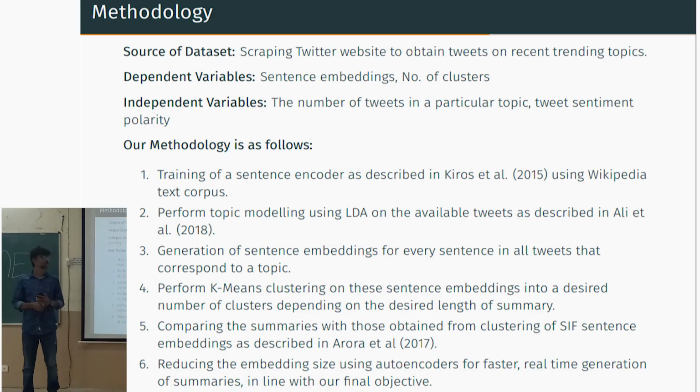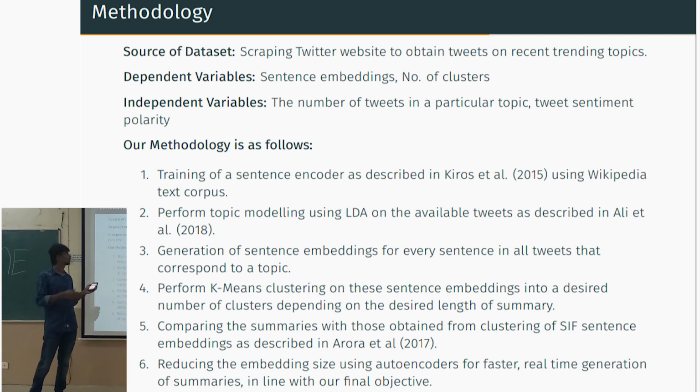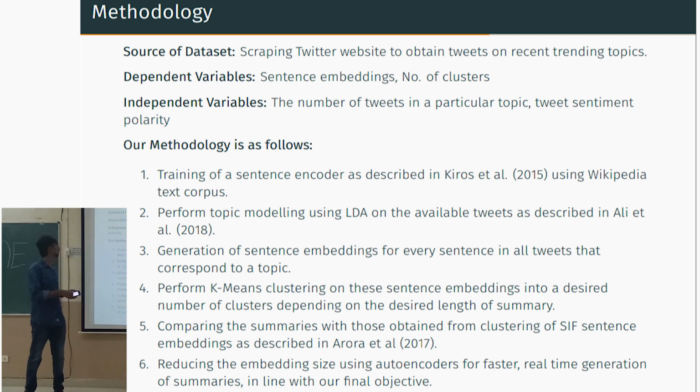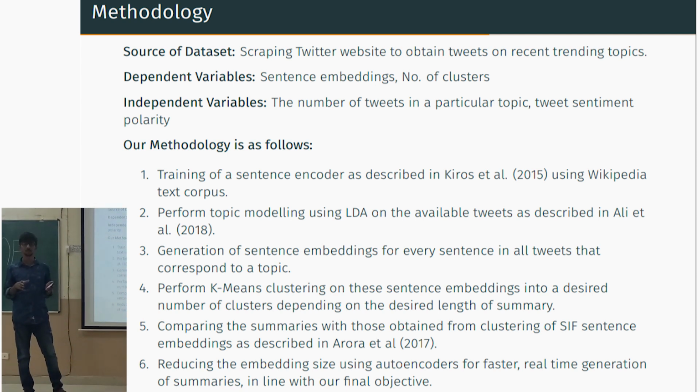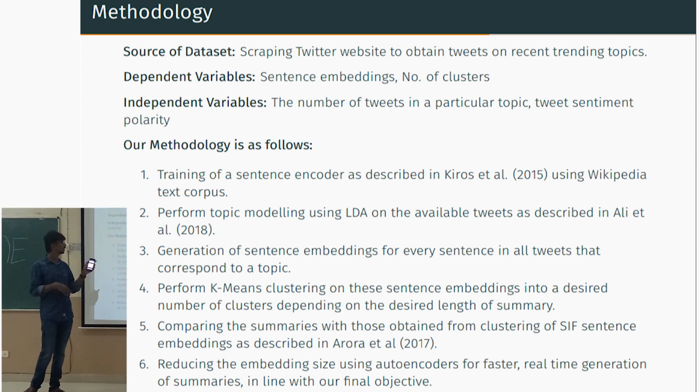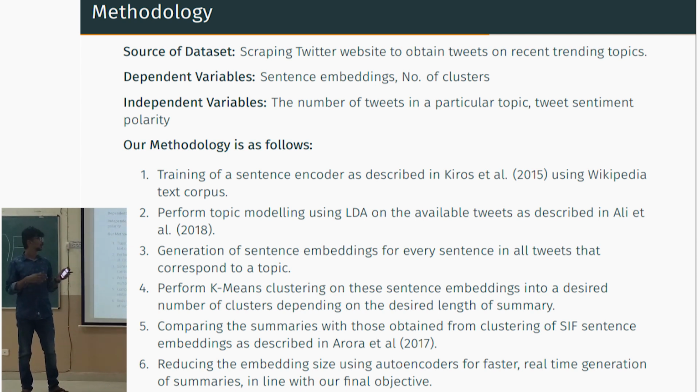Now coming to the methodology part, we can see the source of the data set, that is, scraping the Twitter website to obtain tweets on recent trending topics. And then here we have variables called dependent variables and independent variables. The dependent variables are sentence embeddings and the number of clusters. The independent variables are the number of tweets in a particular topic and tweet sentiment, polarity and so on.